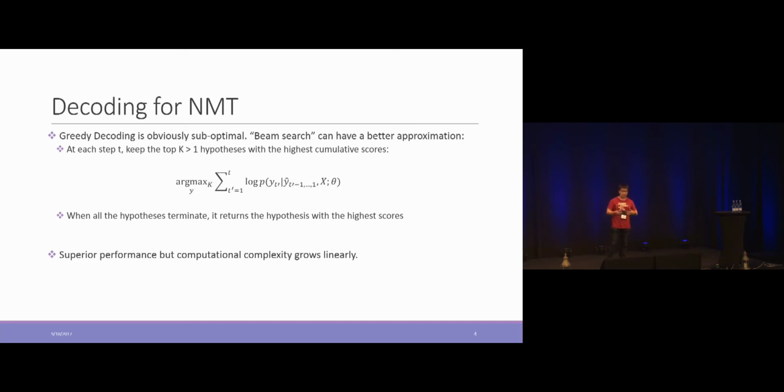So we need a better way to do this, which is called beam search. When we do beam search, at each time step we keep not only one hypothesis, but k hypotheses with the highest cumulative scores. When all the hypotheses terminate, it returns the hypothesis with the highest score. So it is a better way to find a better translation sequence. It will always have a better score compared to greedy decoding, but unfortunately, the computational complexity grows linearly with the beam size.